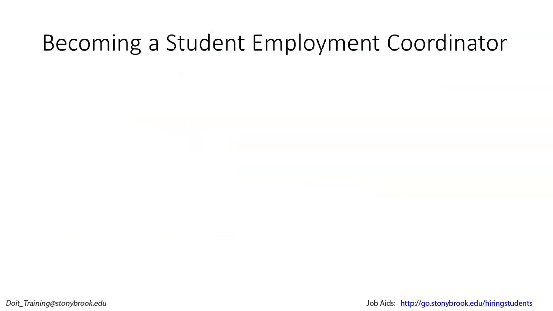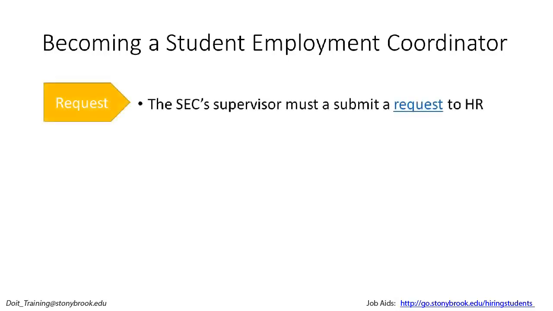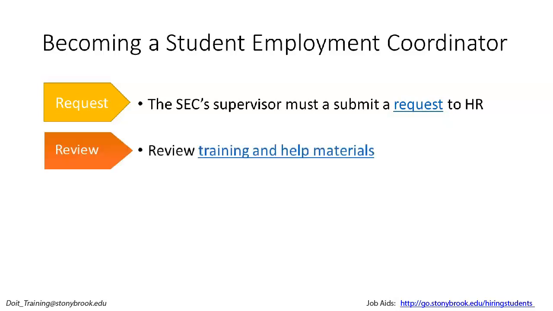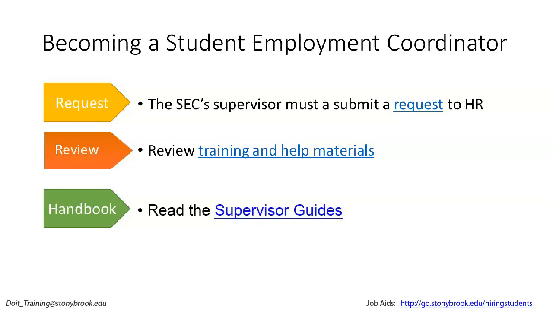To become a Student Employment Coordinator, or SEC, your supervisor makes the request to HR. Once the request is granted, the SEC receives training and a link to the training materials for self-guided help. Review these materials until you've become familiar with the system. Also, SECs should read the supervisor guides provided by the Career Center.